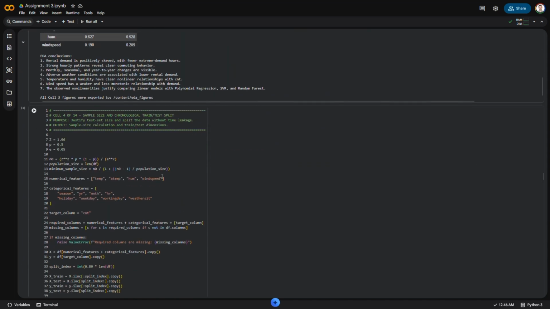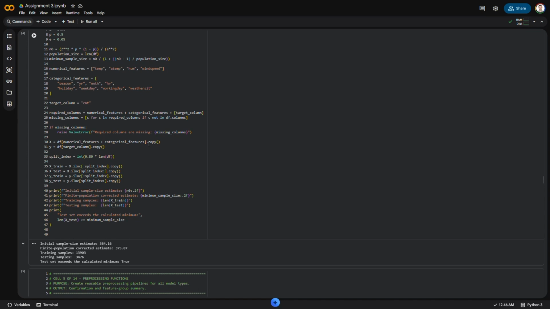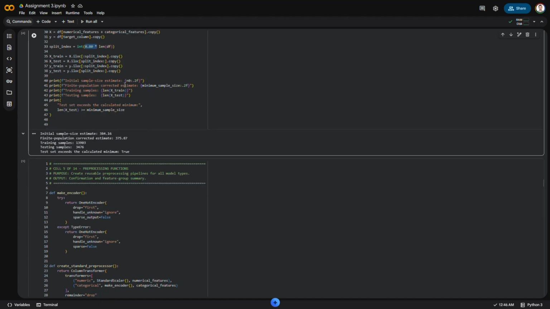Now, let's go to train and test our dataset. After understanding the data, I prepare the training and testing dataset. Instead of randomly splitting the observations, I use a chronological 80-20 split. I choose this because the data has a time sequence. Using future observations to predict the past would create information leakage. This chronological split better represents a real forecasting problem.